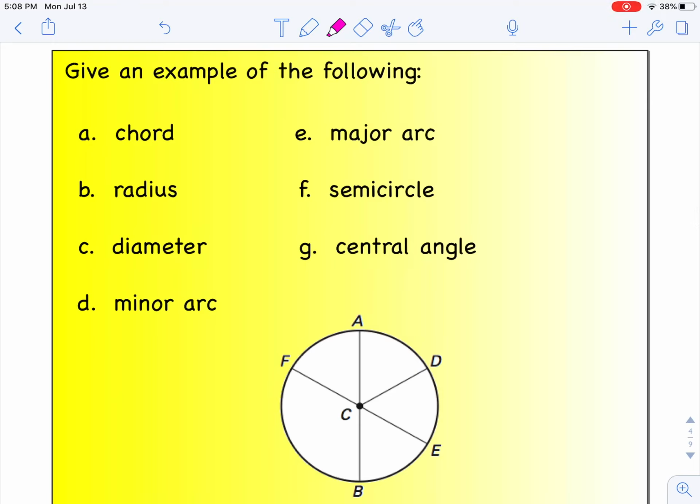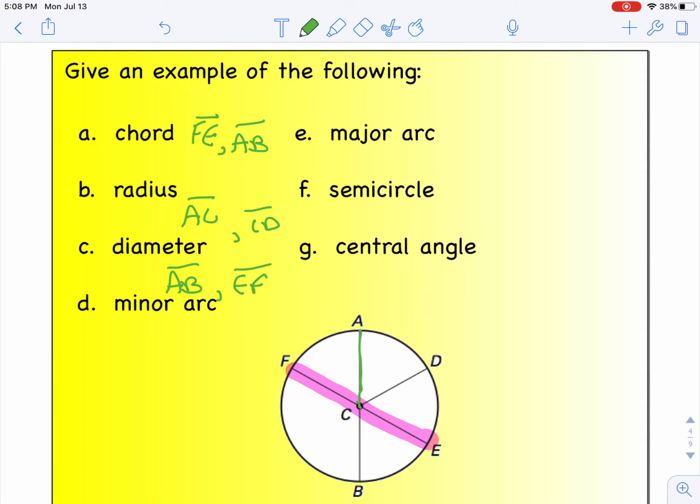So let's see if we can give some examples of these. Some are kind of following up from yesterday. But a chord, what would be an example of a chord? Well, all you need for a chord is the endpoints to be on the circle itself. So we could say that FE is a chord, or AB is a chord. A radius is from the center to an endpoint. So we could say like AC is a radius, or you could say CD. A diameter goes through the center, so again, we could have AB being a diameter, or we could have EF being a diameter, or FE.